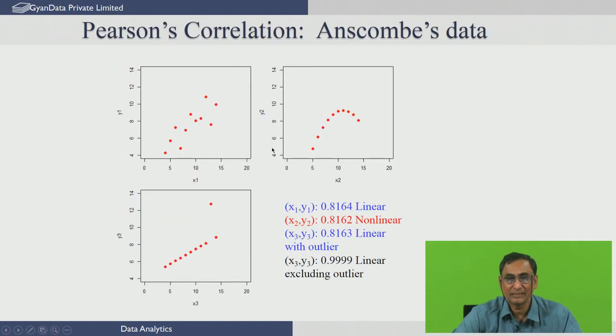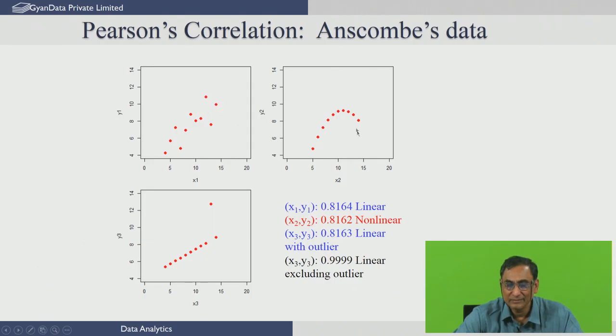This is a very famous data set called the Anscombe's data set. Here there are 11 data points. There are 4 data sets, and I have only shown 3 of them. Each of them contains exactly 11 data points corresponding to xi and yi. These points have been carefully selected. In the first one, if you plot the scatter plot, you will see that there seems to be a linear relationship between y and x.